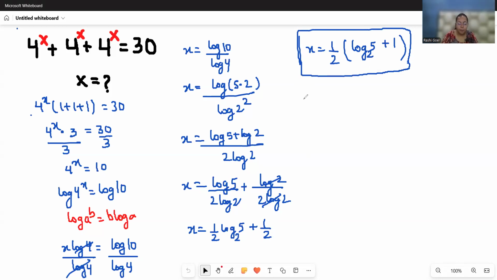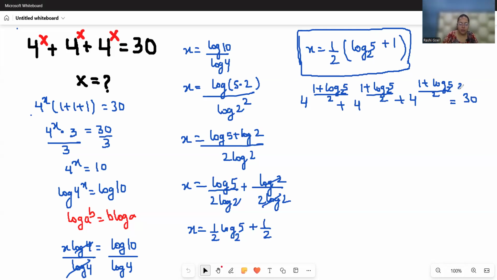Now let's check. So x is equals to 1 by 2 log 5 with base 2 plus 1. So 4 power x, we can write this as 4 power 1 plus log 5 with base 2 by 2, plus 4 power 1 plus log 5 with base 2 by 2, plus 4 power 1 plus log 5 with base 2 by 2 equal 30 or not, we have to check.